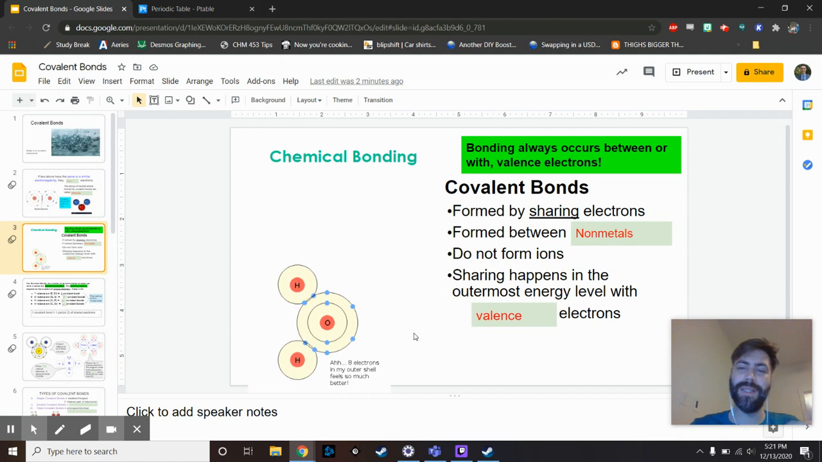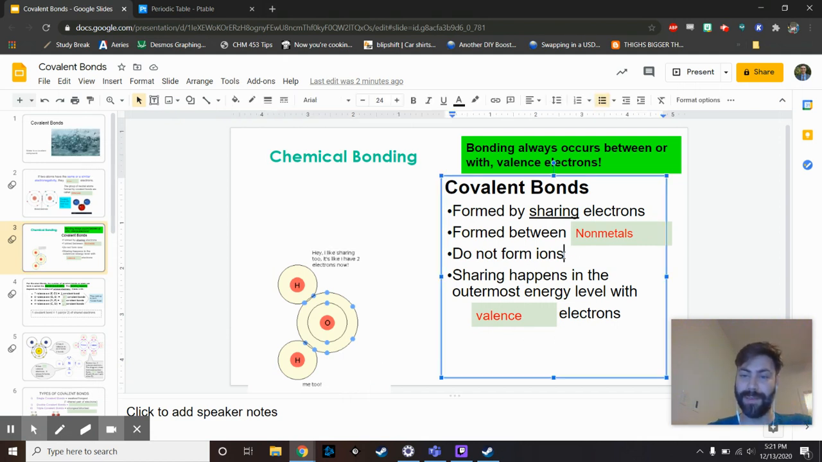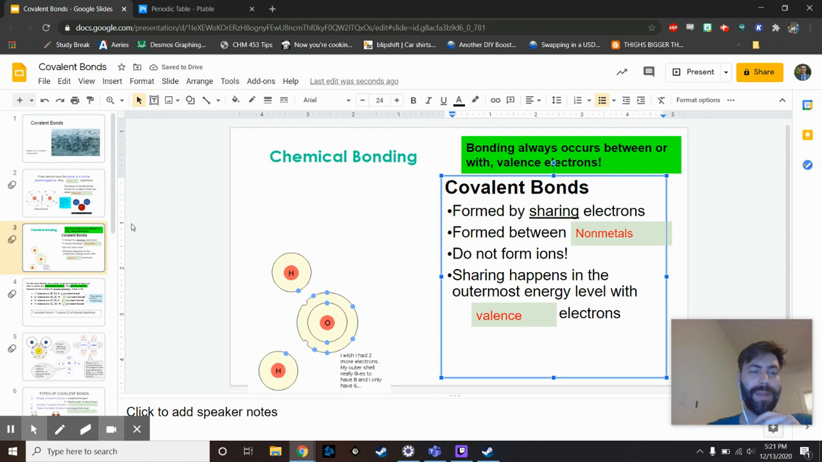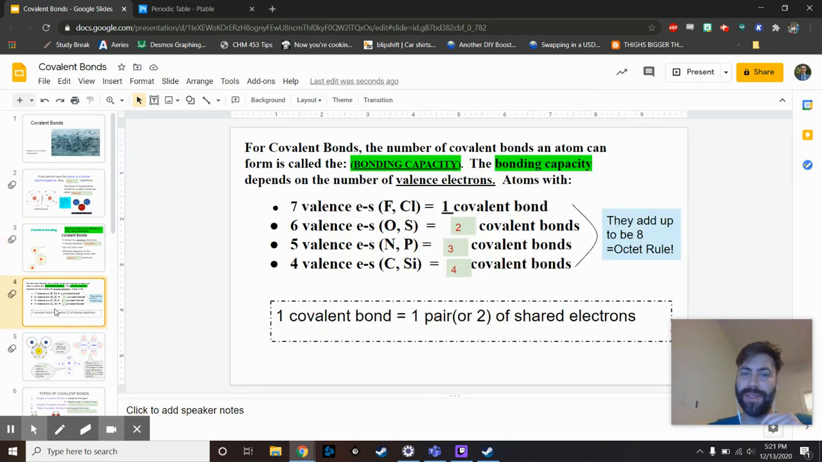So covalent bonds form between nonmetals. They do not form ions. I want to put an exclamation point after that. That's super important. And again, the sharing happens in the outermost energy level. All right, and then bonding capacity.